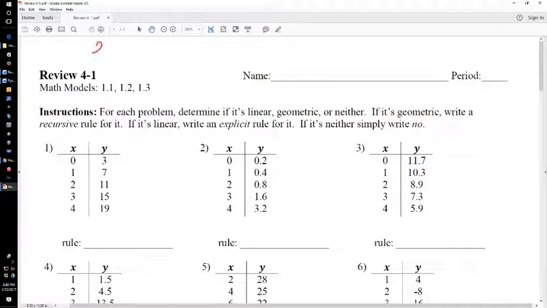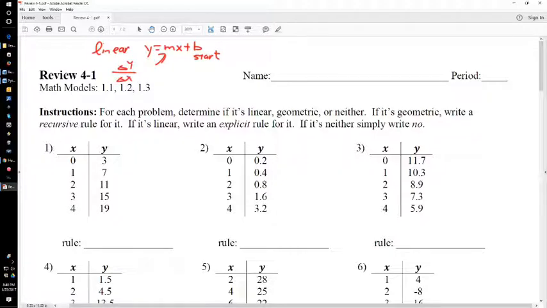For your linear, we're using y equals mx plus b, where b is your start and m is your slope. Remember, we have to find a change of everything. So it's the change in y divided by the change in x.